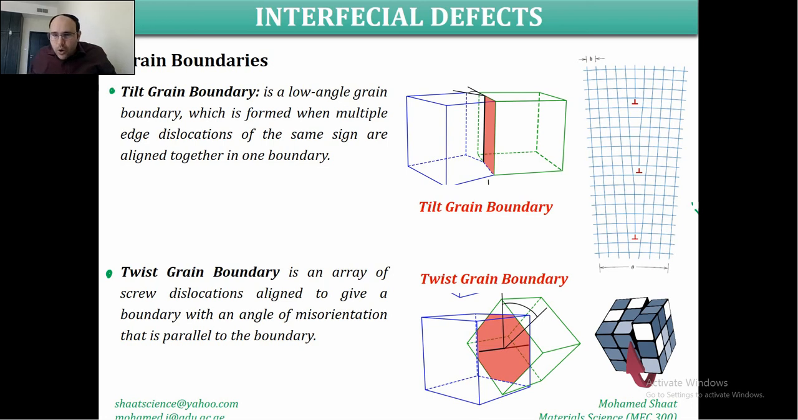And as you can see, all of these edge dislocations are somehow aligned over the same line, and they do have the same sign. Same sign means the same direction, that the compression will be above and the tension below this dislocation line. Make sense? So they have the same sign, the same direction, and they are aligned over one line. This will form a special type of grain boundary known as the tilt grain boundary.